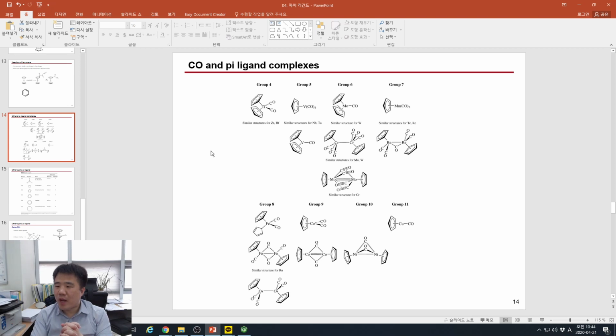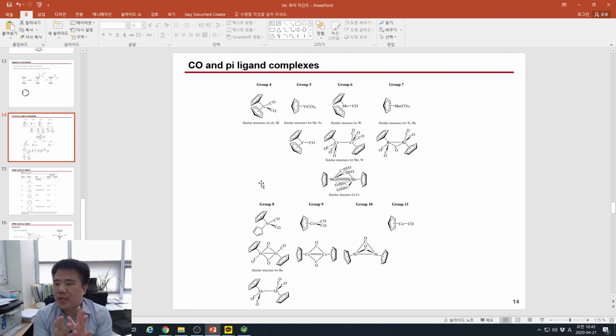So we are talking about allyl or cyclopentadiene pi complexes. There are many pi complexes. Group 4, 5, 6, 7 metals can make pi complexes. In the previous class we talked about CO, and today we are talking about pi complexes, pi ligands.